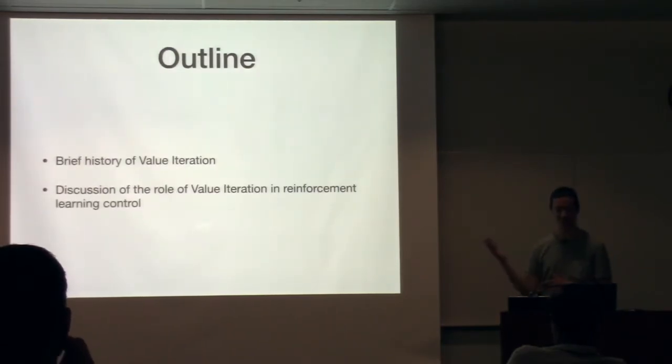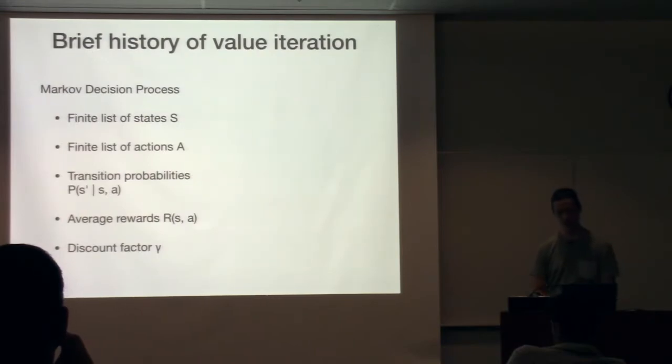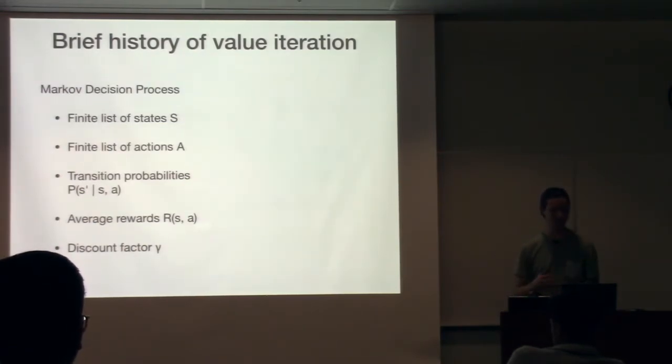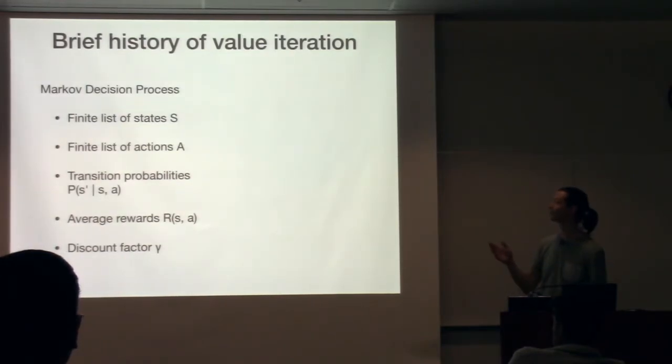I'll first start by talking about value iteration for a little bit, and then we'll go on to a discussion. Value iteration is an algorithm from 1957, and it's designed to find the optimal policy for a Markov decision process. I'll explain what that means.